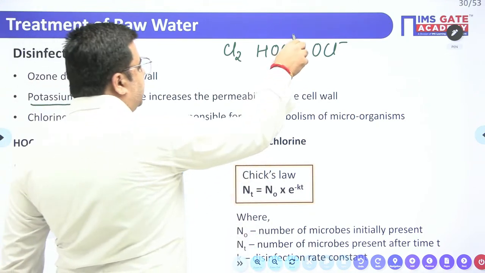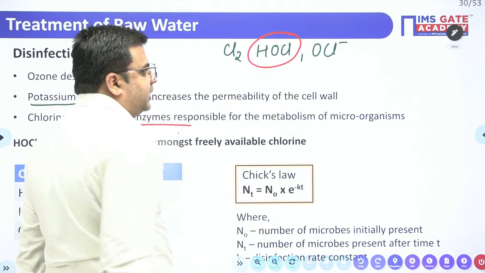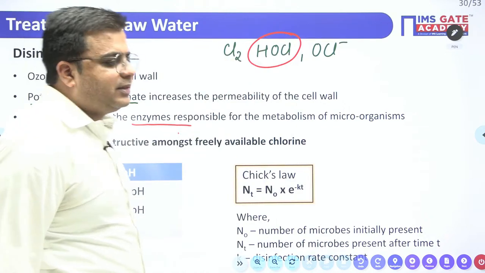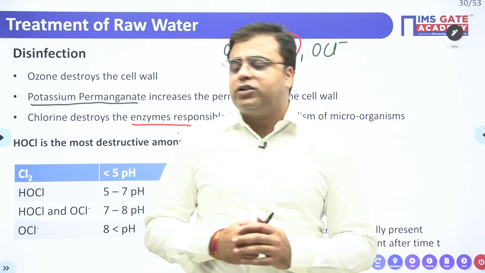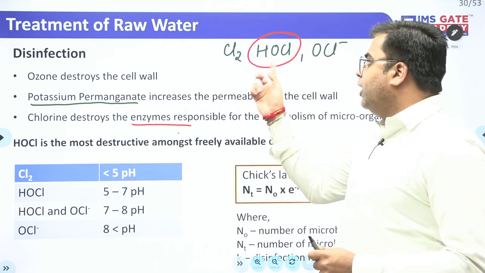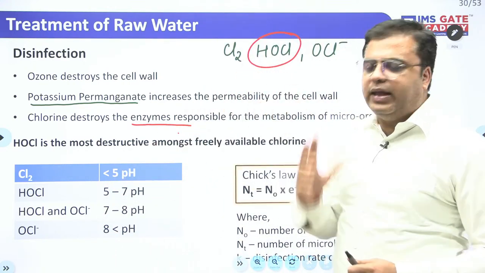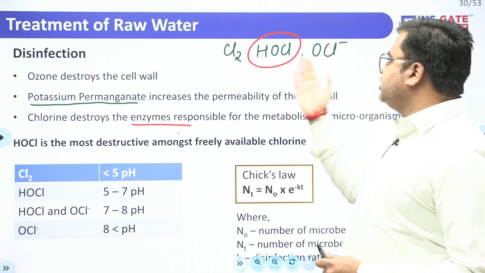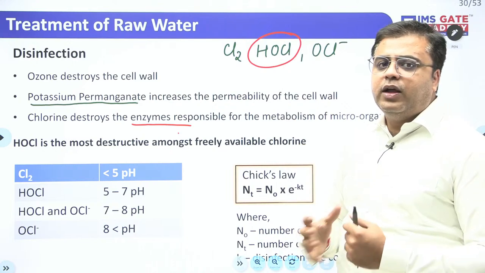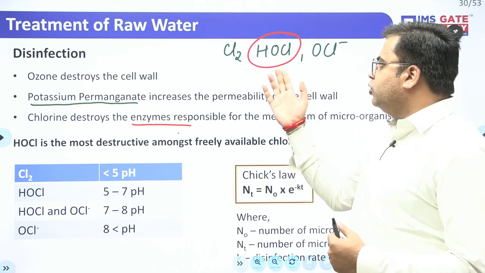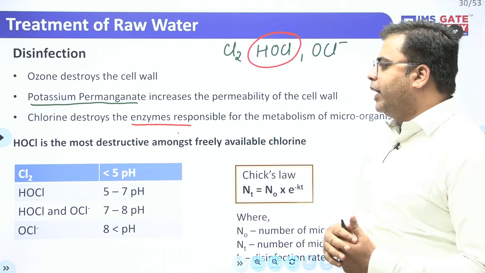This HOCl is known as hypochlorous acid, and it is the most destructive disinfectant, or I should say the most destructive freely available form of chlorine, right? So out of Cl2, HOCl and OCl minus ion, HOCl is the most destructive disinfectant used, and it leads to the major killing of microorganisms.